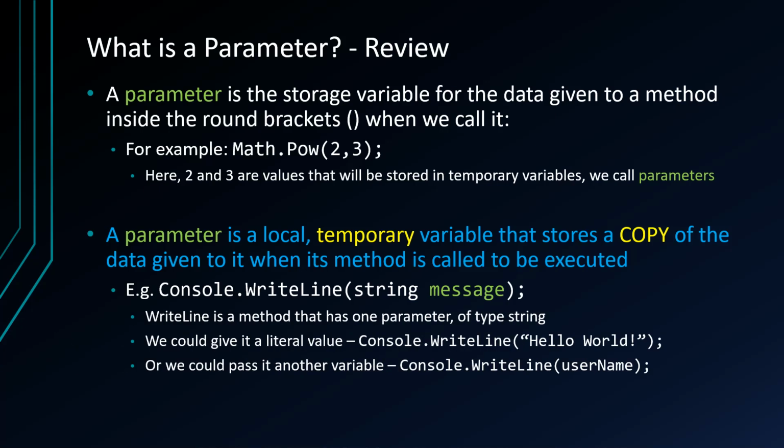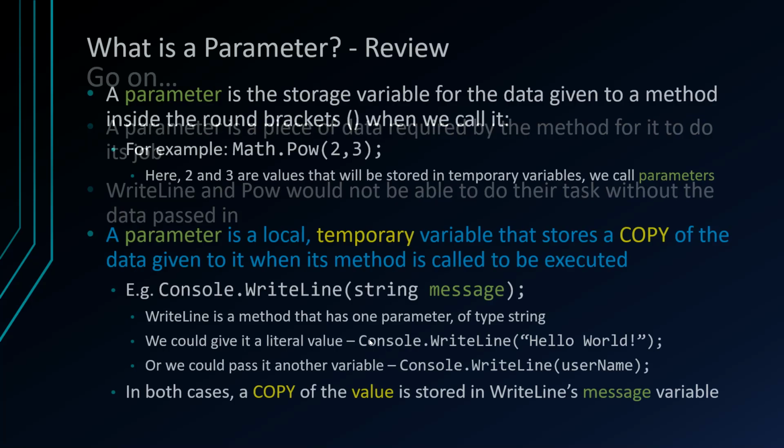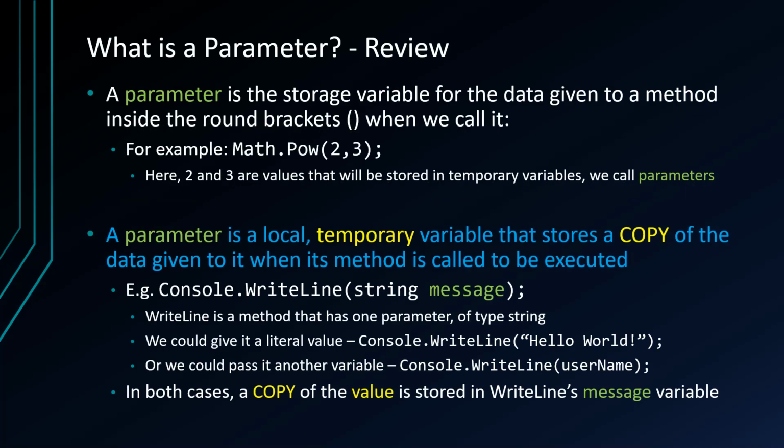So, we're going to focus on WriteLine here because it does a great job of exemplifying this. WriteLine is a method that has one parameter of type string. We could give it a literal value like hello world, or we could actually give it another variable, in which case it does exactly what I just said it would do. In both cases, a copy of the value is stored in WriteLine's message variable. Now, it has its own variable there. So that string message, that is the parameter for WriteLine. And the value we pass in gets copied into that variable. So message is going to hold the value hello world, for example. So a parameter just holds a copy.